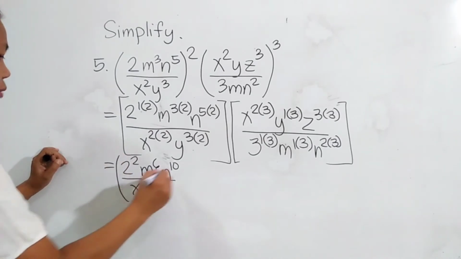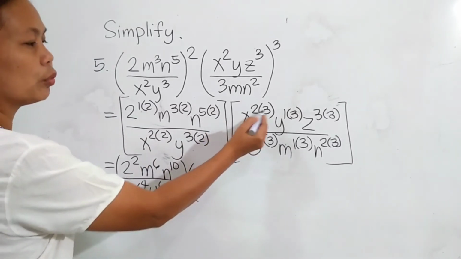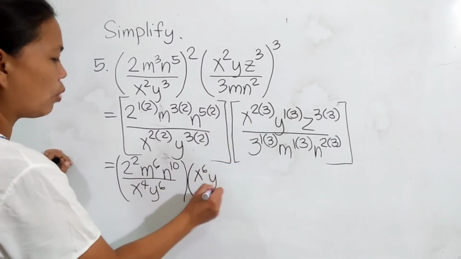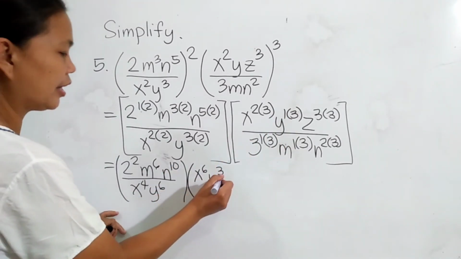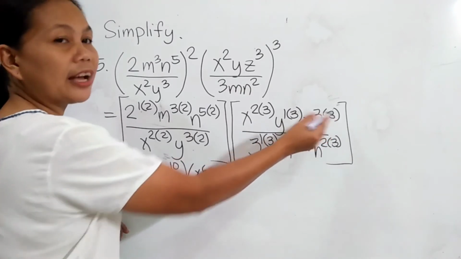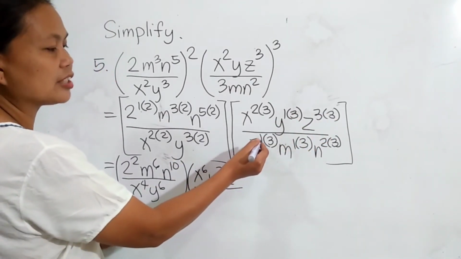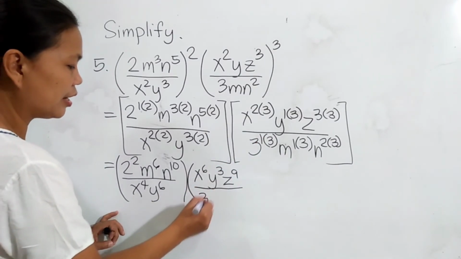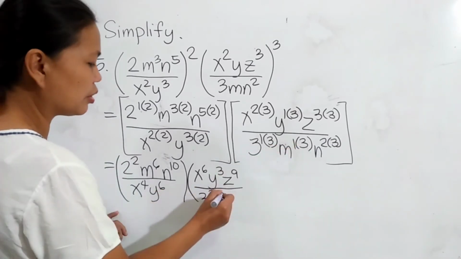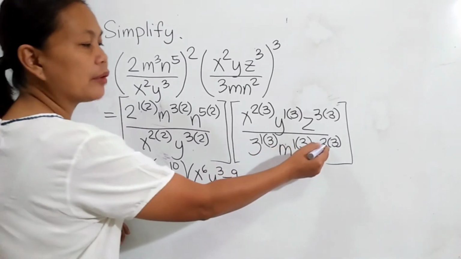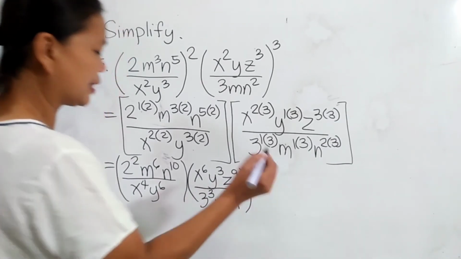Then multiplied by this one. So we have here x raised to 2 times 3, 6. Y raised to 1 times 3, which is 3. And then we have here z raised to 3 times 3, which is 9. Over 3 raised to 1 times 3 is 3 raised to 3. Then m raised to 1 times 3, which is 3. And n raised to 2 times 3, which is n raised to 6.